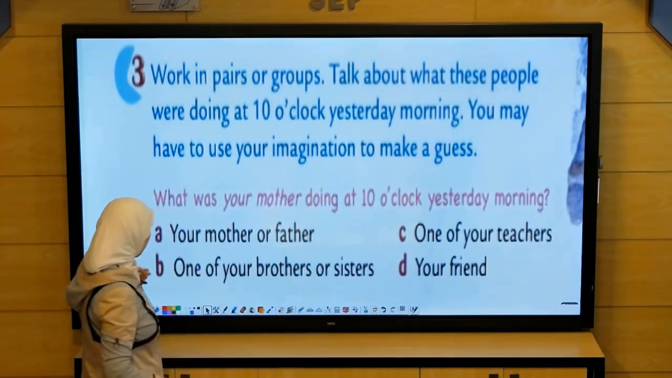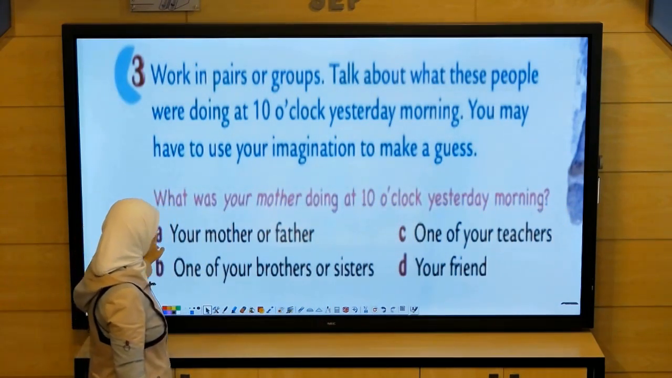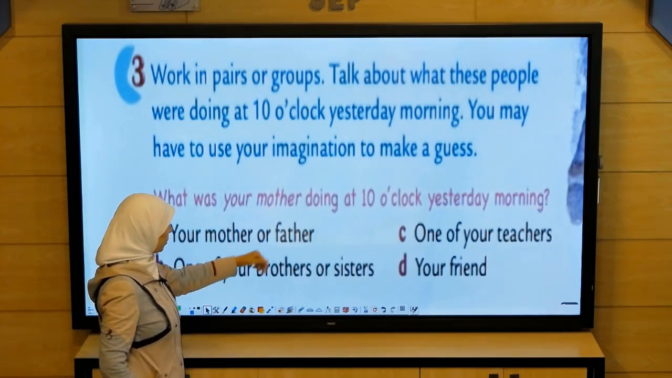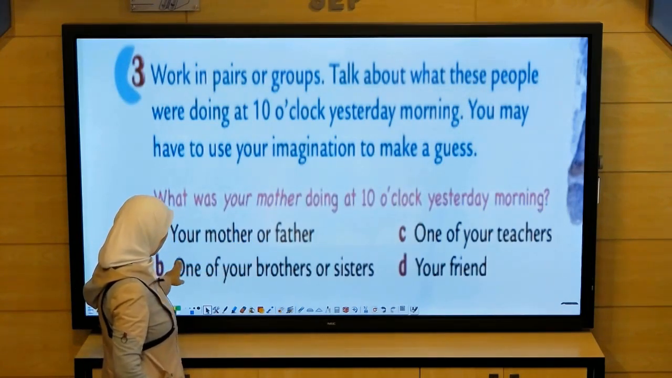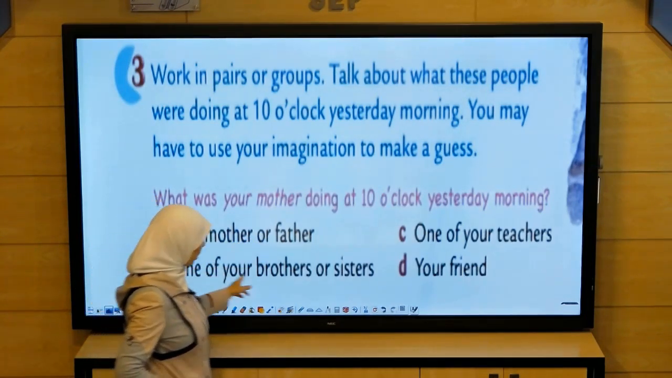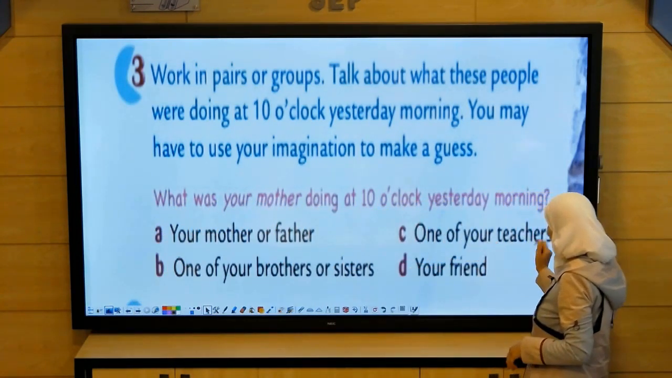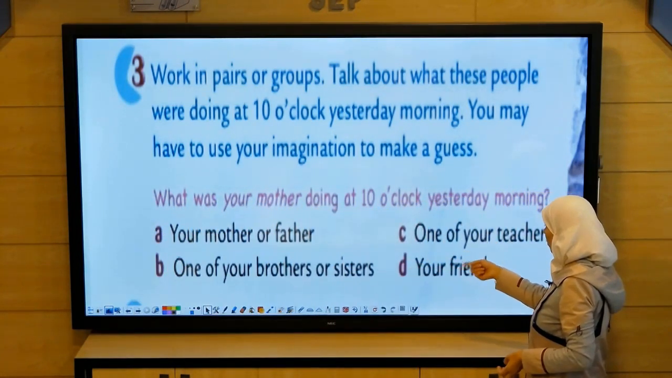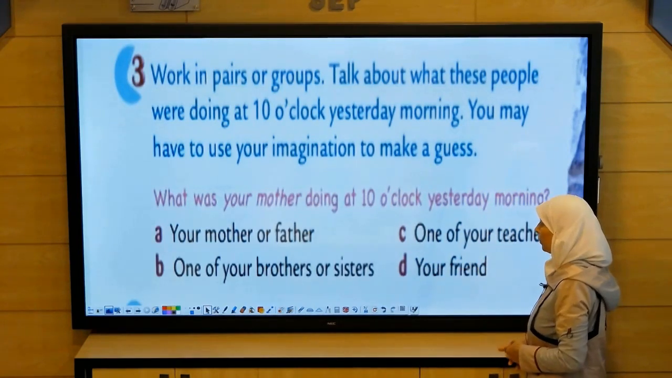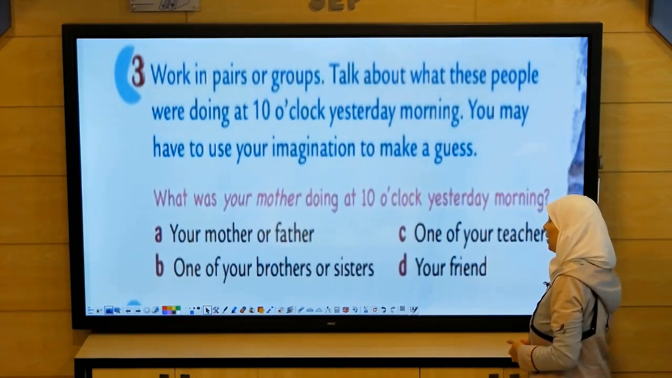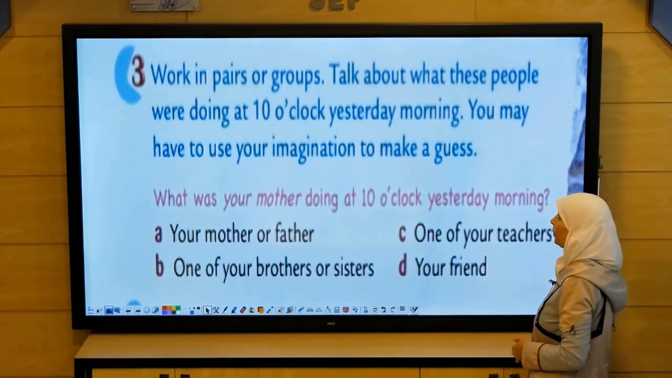We have four main questions. A, what was your mother or father doing? B, what was one of your brothers or sisters doing? C, what was one of your teachers doing? And D, what was your friend doing? Think and make an answer.